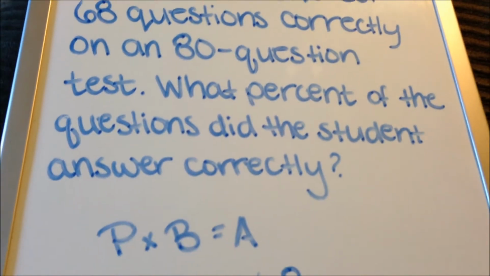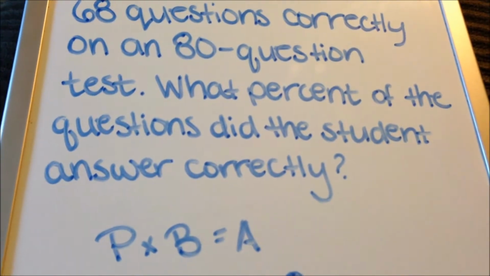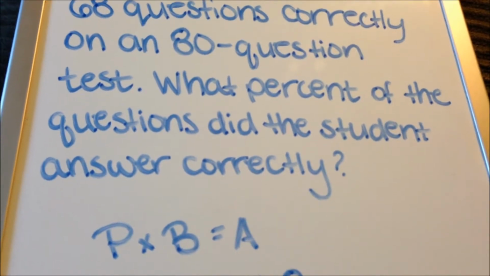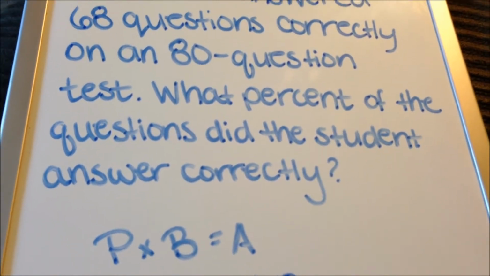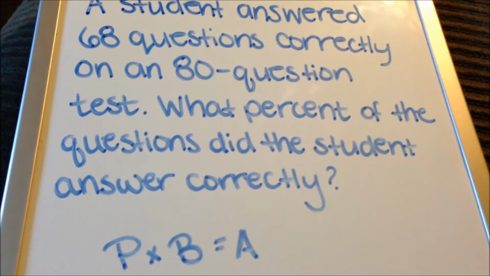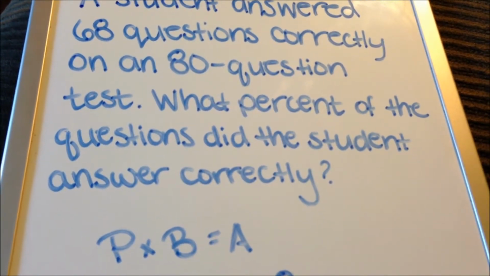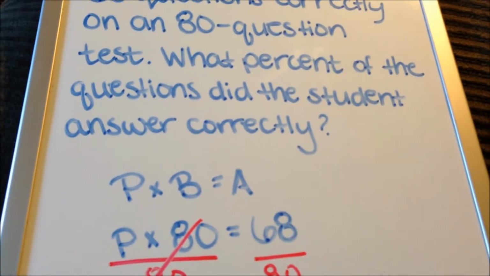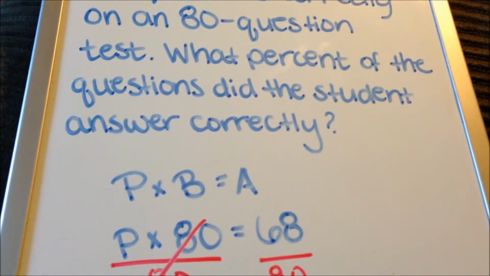We're going to use the formula P times B equals A, but this time we're solving for the value of P, the percent. The base is the total number of questions, and the amount, A, is the number of questions that the student answered correctly. So we have P times 80 equals 68.